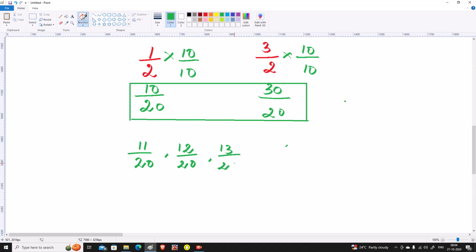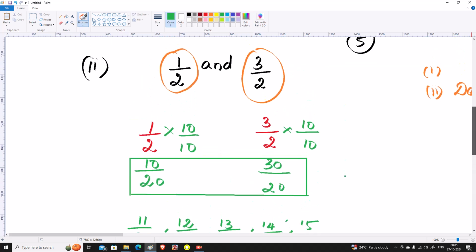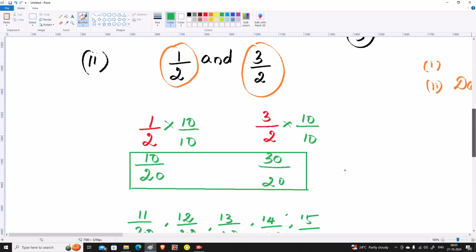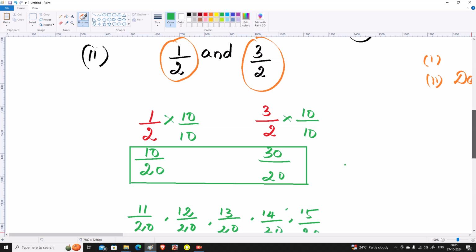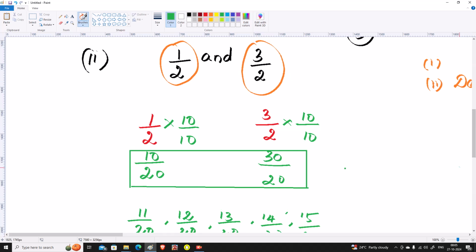and then 12 by 20, 13 by 20, 14 by 20, 15 by 20. Suppose they are asking us to find 10 more numbers, we can proceed further. So I have recalled in this video how to find the rational numbers when it is in P by Q form, and also the denominators are same. When the denominators are same, we used to call them like fractions.